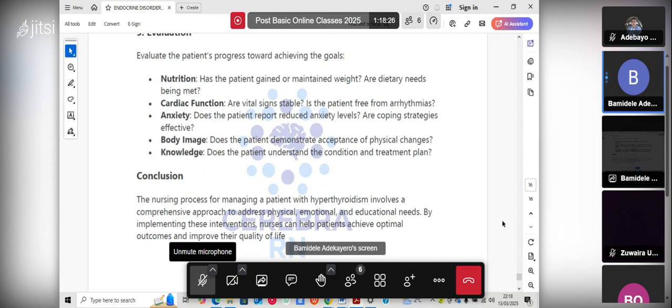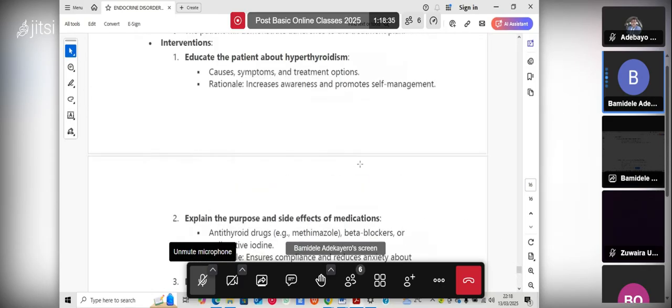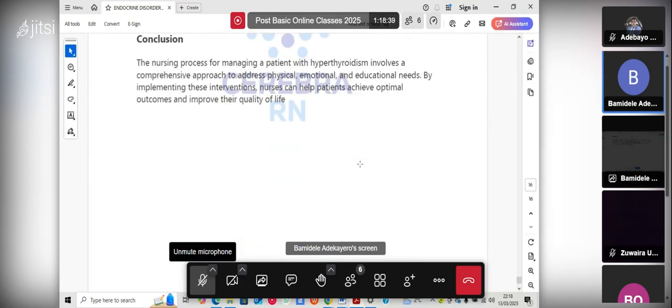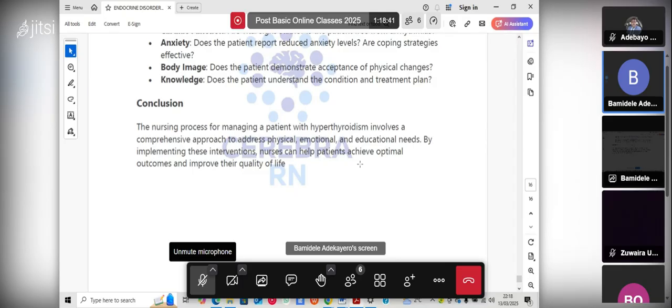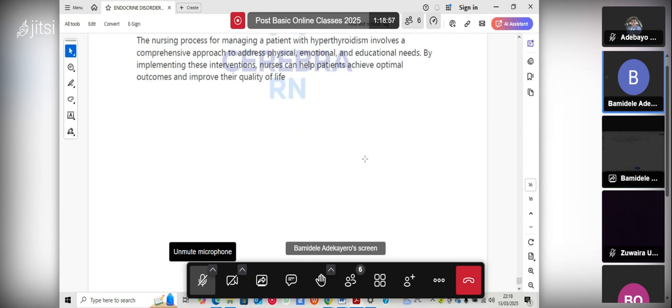In your nursing process, assessment is very important. We've talked about what you do during assessment, which is very, very important, up to the evaluation of your patient. And now to conclude, this nursing process for managing a patient with hyperthyroidism involves a comprehensive approach to address physical, emotional, and educational needs. By implementing these interventions, nurses can help patients achieve optimal outcomes and improve their quality of life.